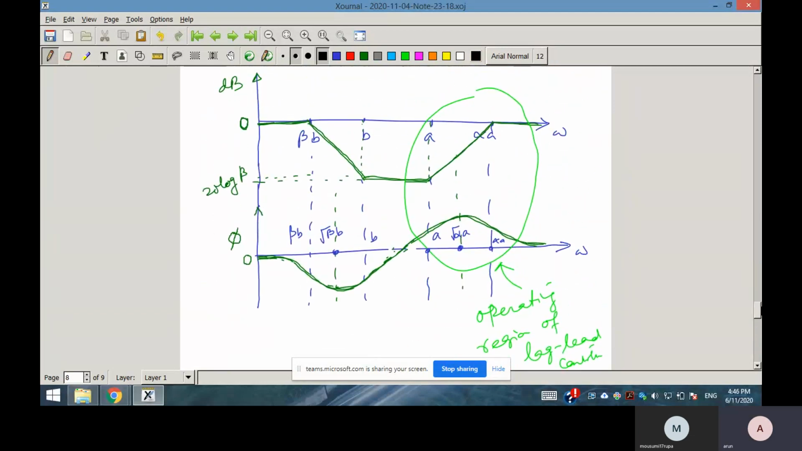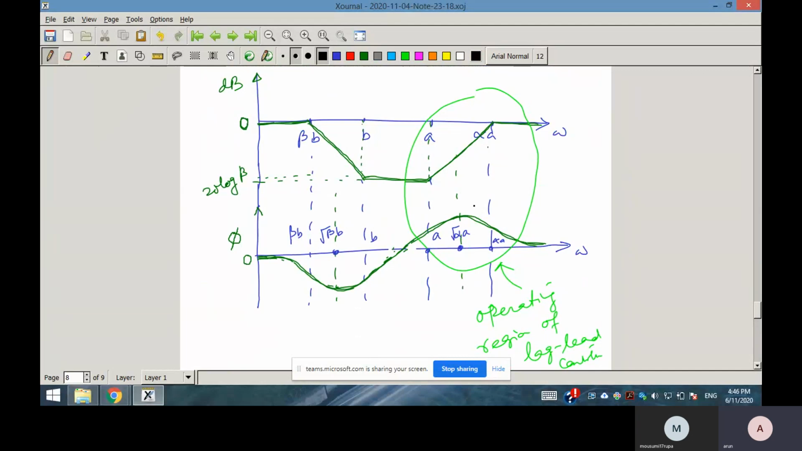In the last class we also saw why the lag part comes first and then the lead part, because we want gain attenuation and phase lead together. For a practical system this may be needed when we want to trade off the performance obtainable by lag and lead controllers.